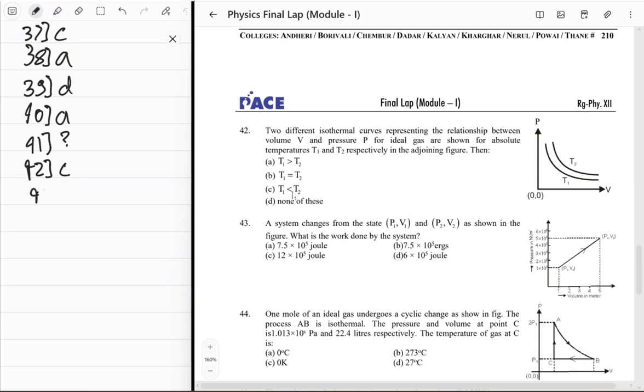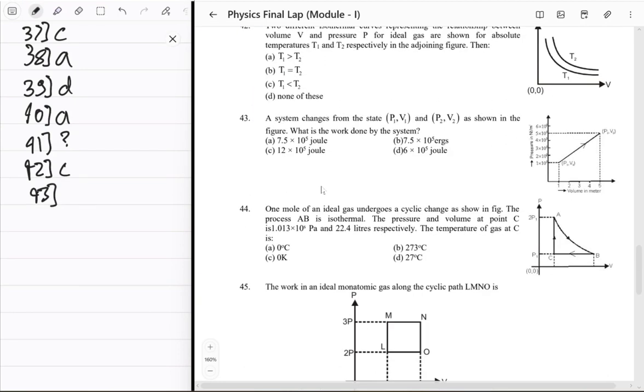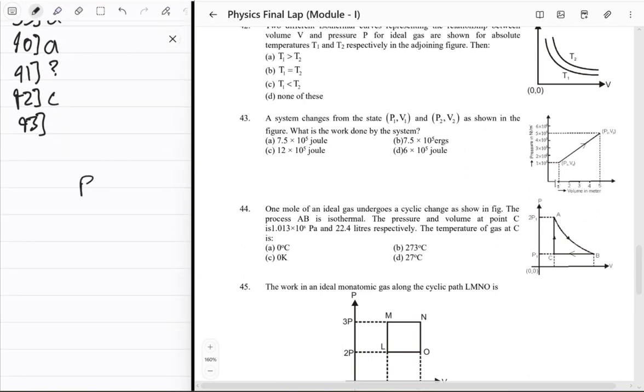Next question, 43. The system changes from the state P1 V1 to P2 V2 as shown in the figure. What is the work done by the system? So P1 V1 से P2 V2. अच्छा P1 क्या है? And this is what? I think it's Newton per meter square. Is that the thing? I don't know. Whatever. और this is volume in meter cube होना चाहिए जो भी है. So ऐसा units बोल रहे हो basically.